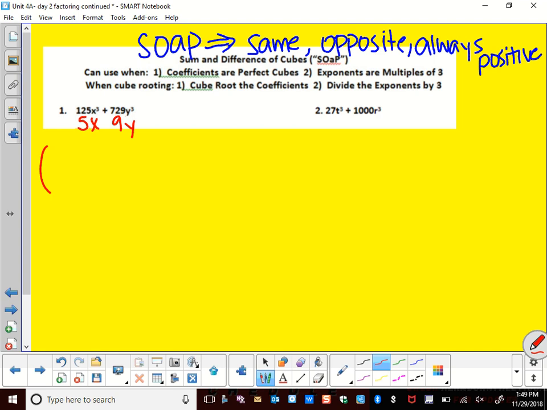When we're doing this, we have one regular parentheses and one larger one. I'm going to stack them on top of each other so I don't have enough room to go side by side. Same thing. I put my cube roots inside the first parentheses.